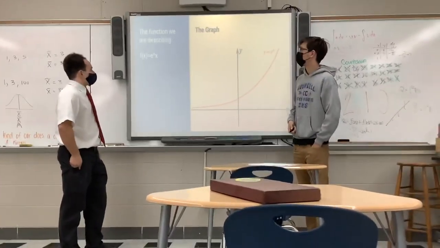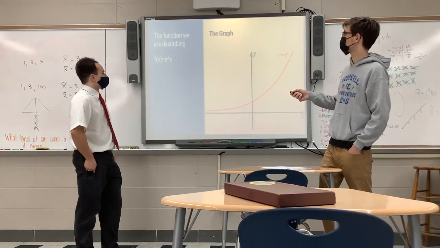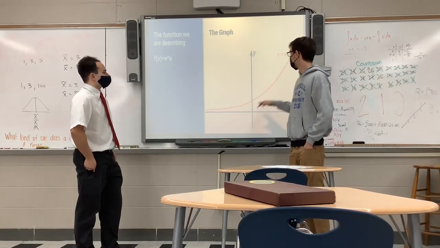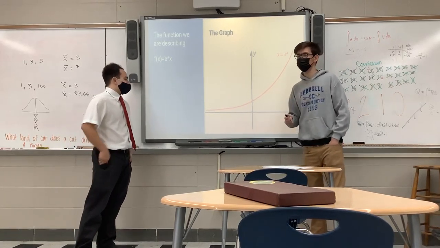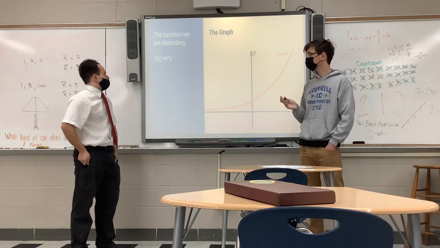All right, so this is the function that we are going to be describing. It's e to the x, you may know it. It looks like that. It's at 0, 1, it's right there. And at 1, it is e.